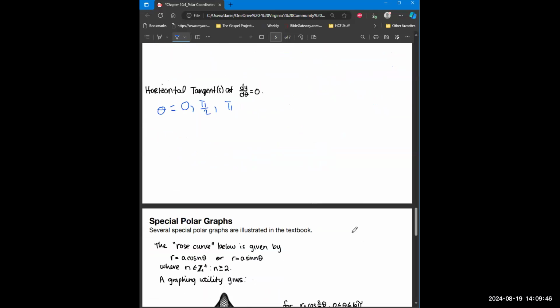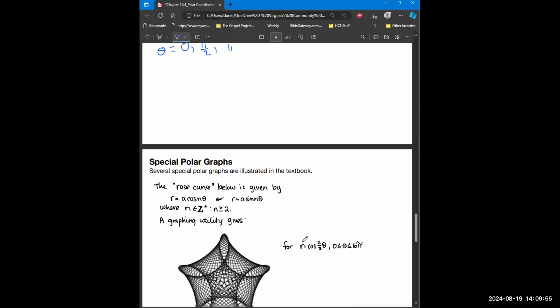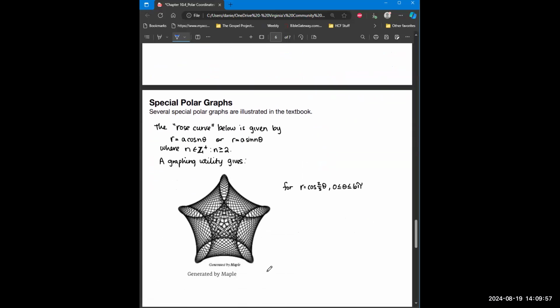All right, special polar graphs. I'll just mention this in the book and probably leave it at that. There is special graphing software, Maple, Mathematica, some other things that you can use to get some pictures. You can use your calculator to graph in polar mode. Actually, let me show you that.